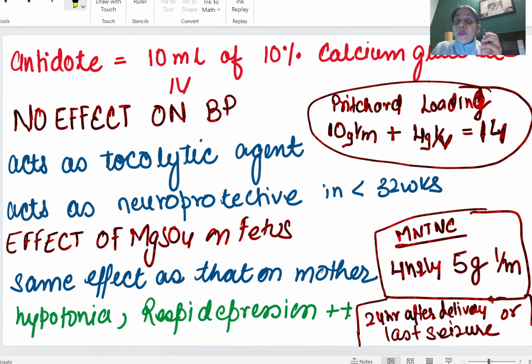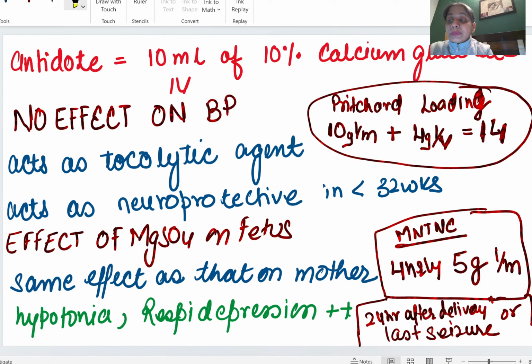Now, what is the antidote? What if knee reflexes go? You were giving magnesium sulfate to a patient who was a case of impending eclampsia. Knee reflexes go off. What is your management? Now you know that the patient is going into magnesium sulfate toxicity. The management is calcium gluconate.